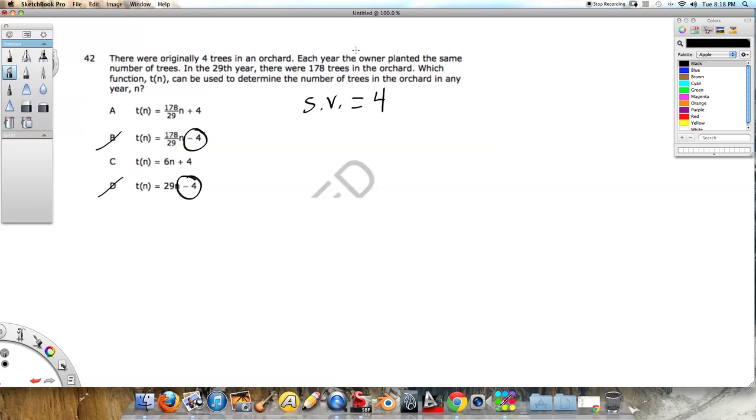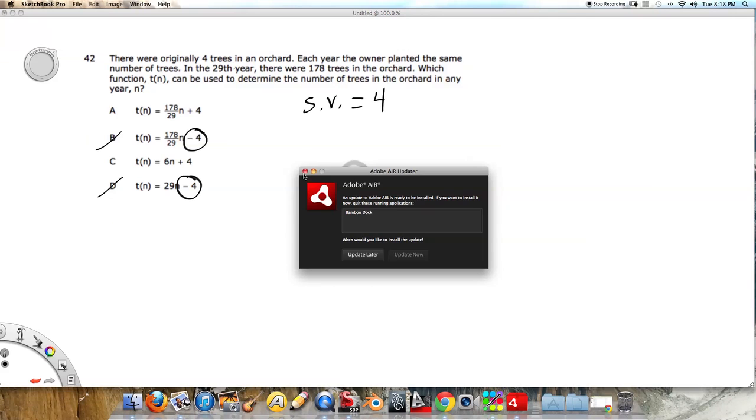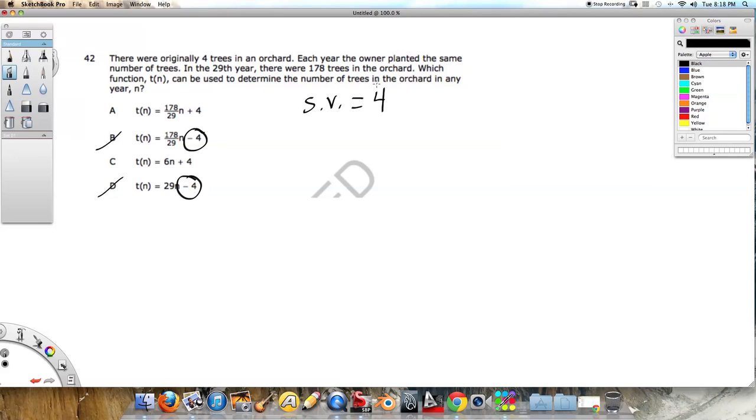It says each year the owner planted the same number, so that in the 29th year there were 178 trees in the orchard. So let's think about this. He starts with 4 trees, and in 29 years, so this is kind of like year 0, in the 29th year, there were 178 trees.